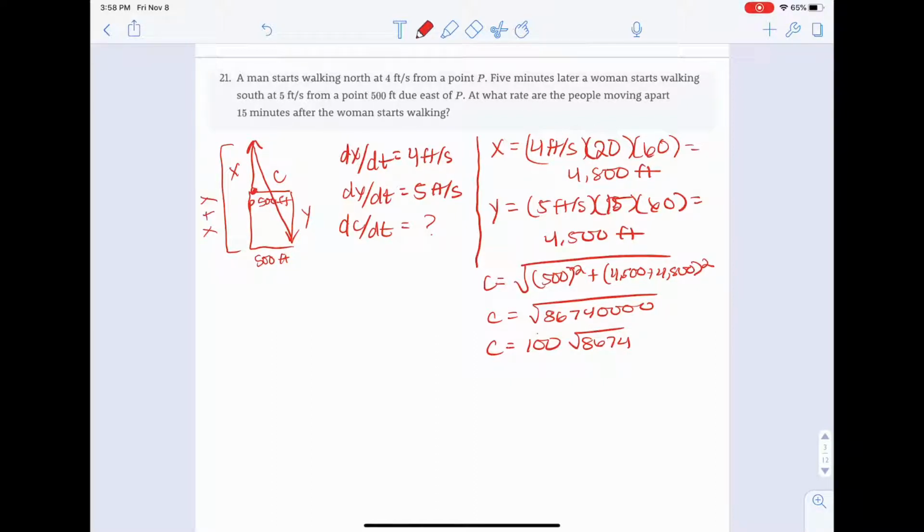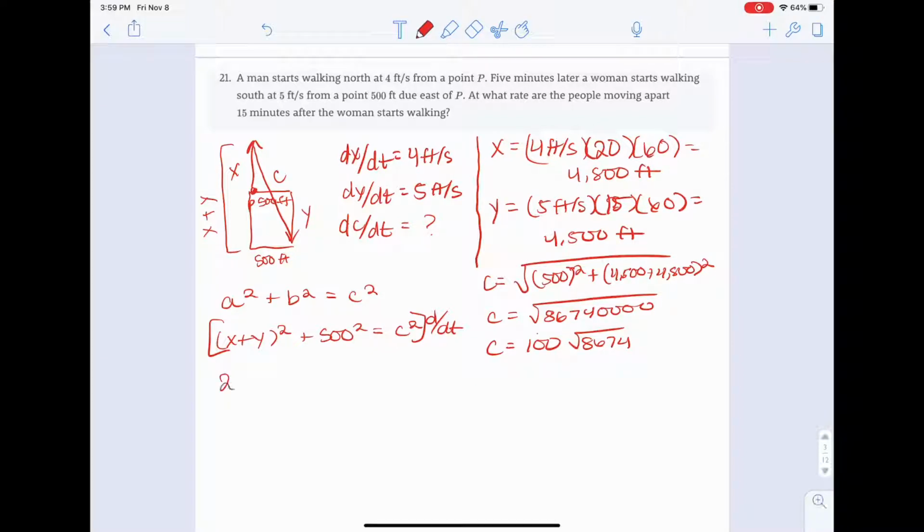Now we have to implicitly differentiate the Pythagorean theorem. So that is going to be a squared plus b squared is equal to c squared. So we're going to go ahead and enter that in as, let's see, our a is going to be our x plus y squared plus b squared, which is 500, is equal to c squared. Okay, so now we're going to differentiate this with respect to time.